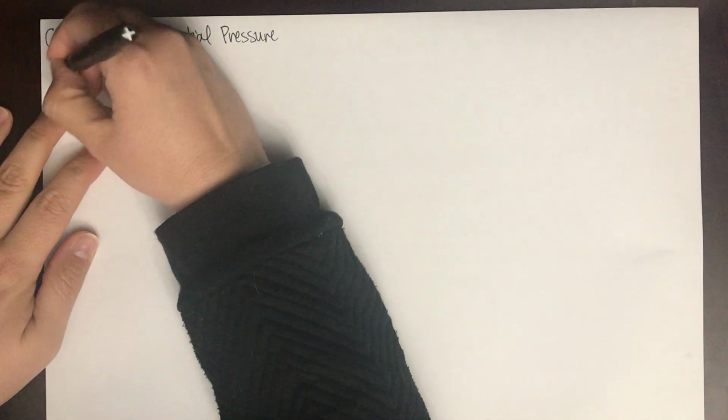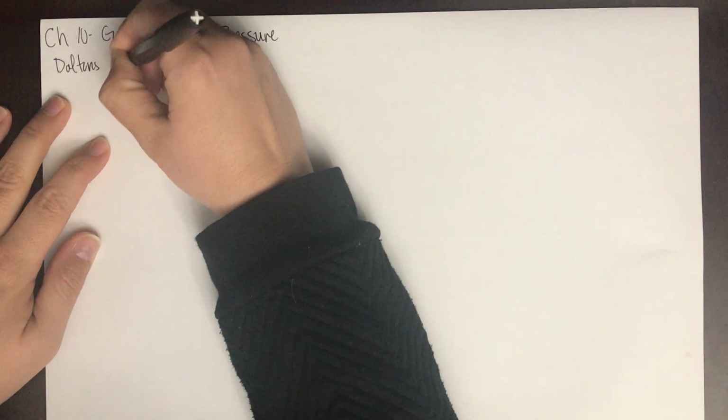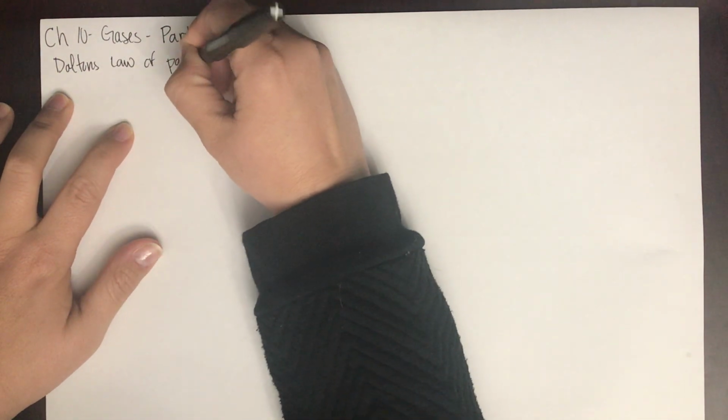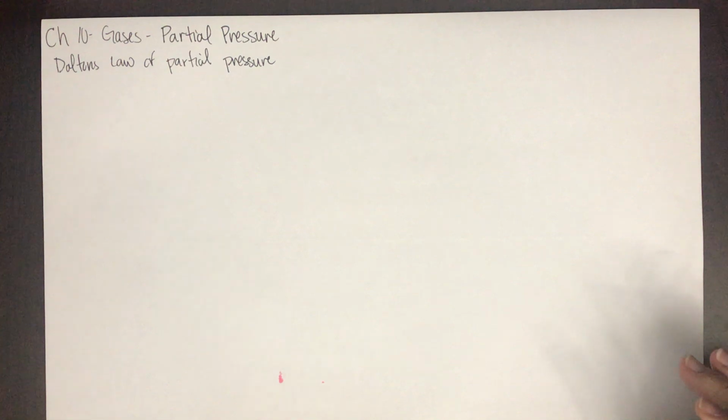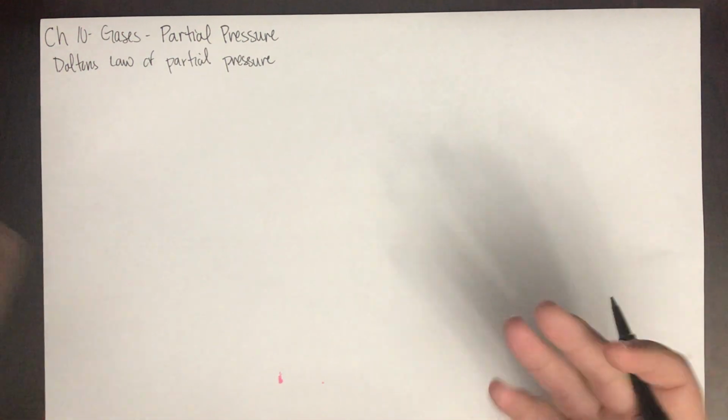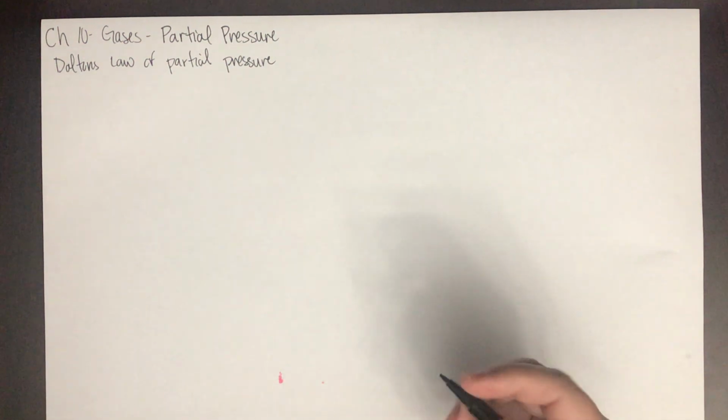Okay, so we're going to talk about something called partial pressure of gases. This is actually called Dalton's law of partial pressure. Most of the time when you have a gas somewhere, it's not a pure gas, it's a mixture of gases. And what Dalton's law of partial pressure says is that the sum of all the partial pressures in a different gas mixture is equal to the total pressure of the mixture.